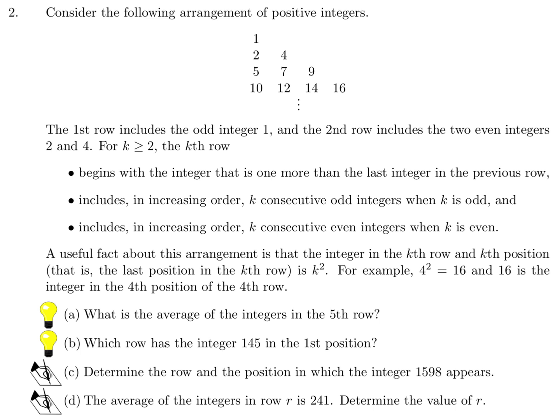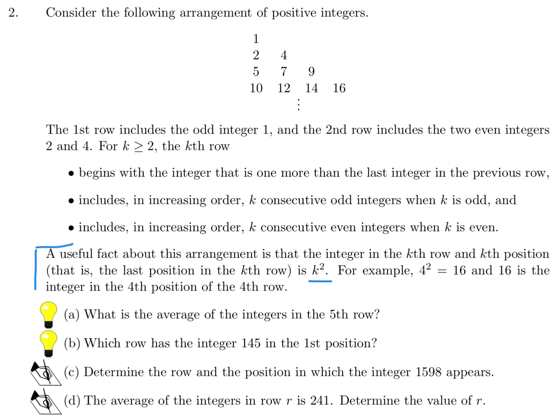Consider the following arrangement of positive integers. The first row includes the odd integer 1. And the second row includes the two even integers, 2 and 4. For k greater than or equal to 2, the kth row begins with the integer that is 1 more than the last integer in the previous row, includes in increasing order k consecutive odd integers where k is odd, includes in increasing order k consecutive even integers where k is even. A useful fact about this arrangement is that the integer in the kth row in the kth position is k squared. For example, 4 squared is 16, and 16 is the integer in the fourth position of the fourth row.